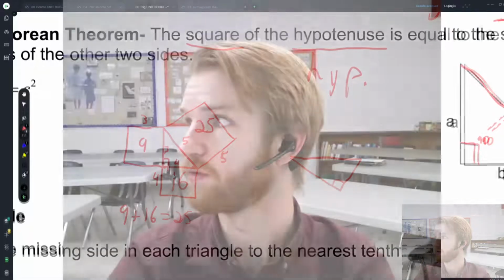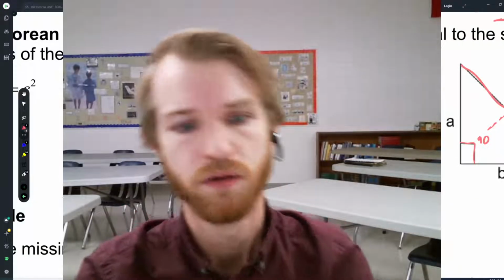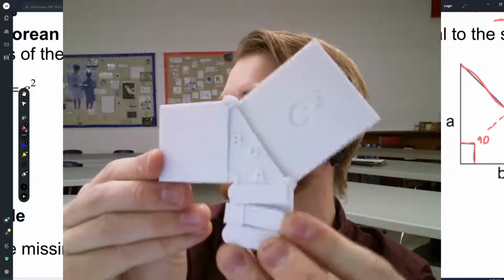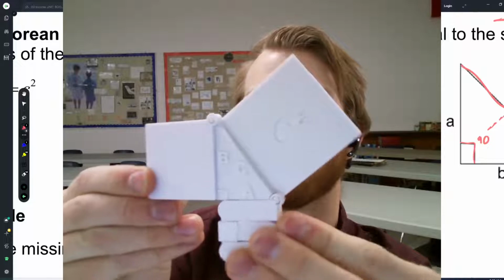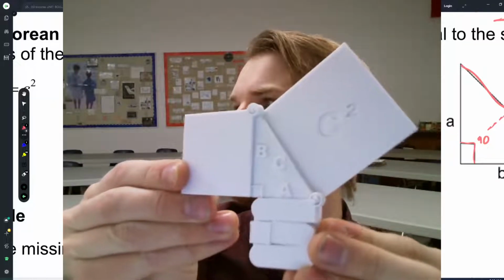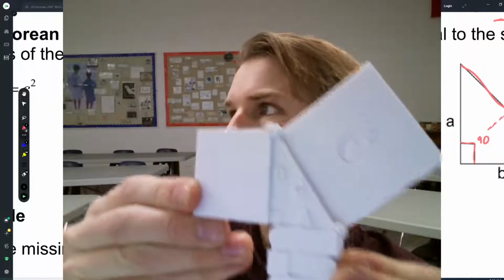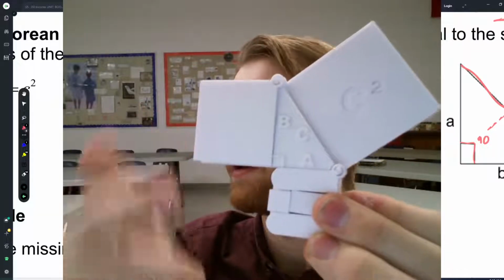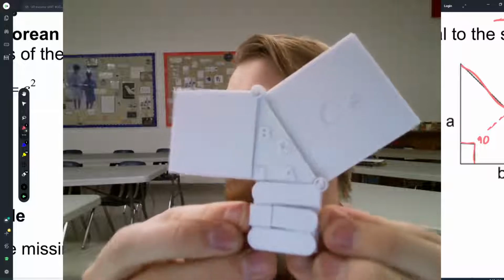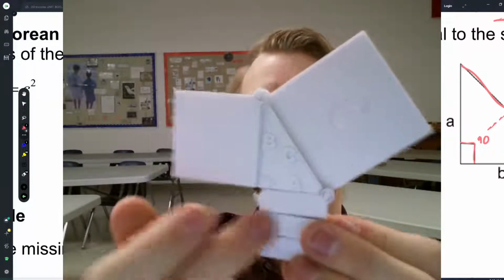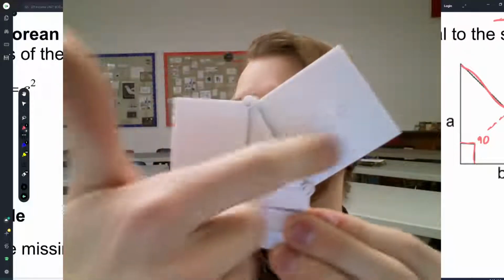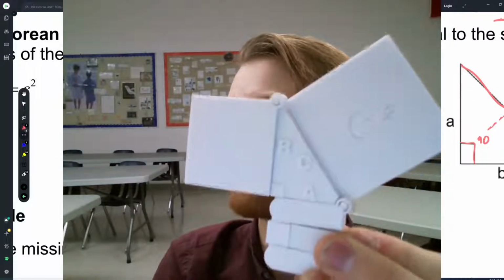So this is just something I 3D printed, which is that same diagram that I just drew. Now, I know it's not the easiest to see, but this is a triangle that's got sides A, B, and C. C is the hypotenuse there. And I have the square of B here, and I have the square of A here. If we take those two areas and put them together, it will be the same as this C squared side here.